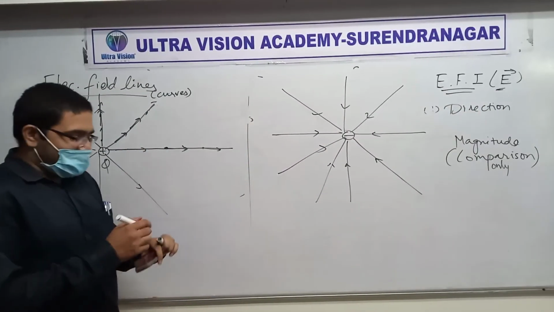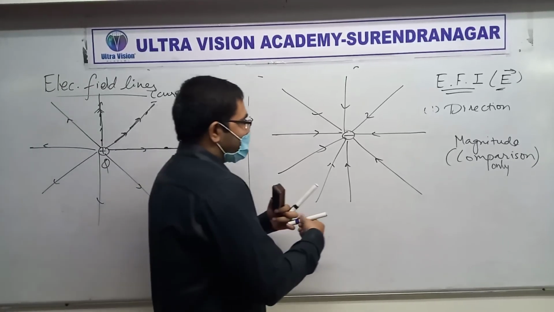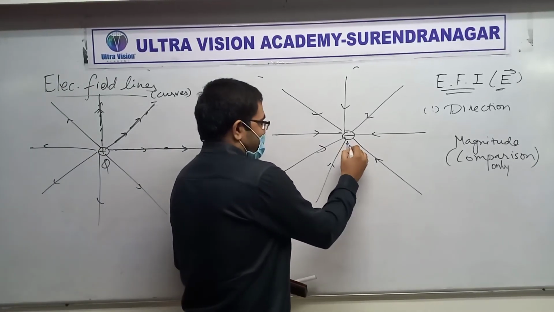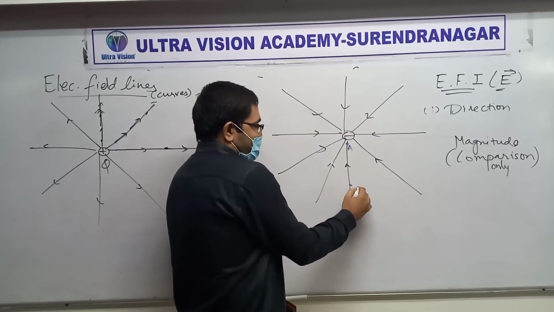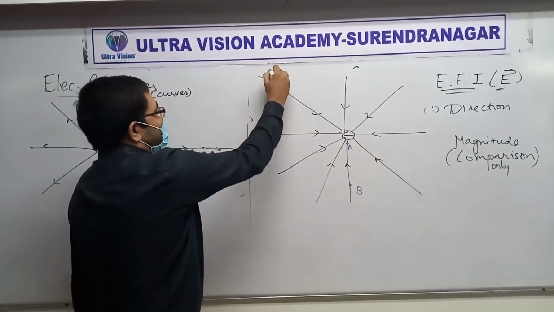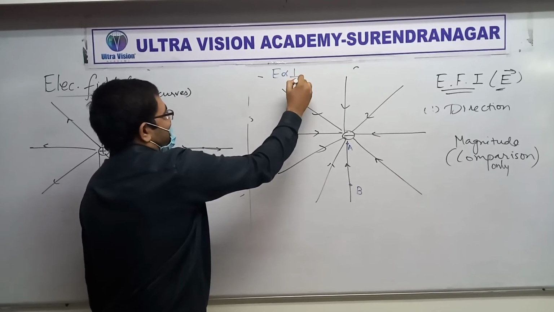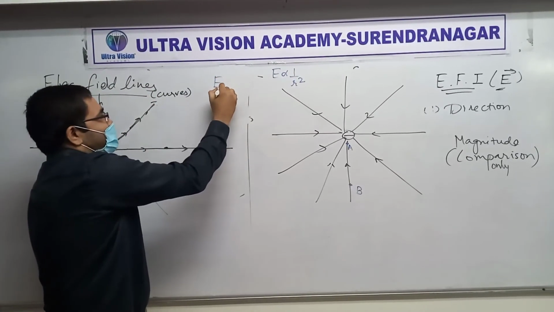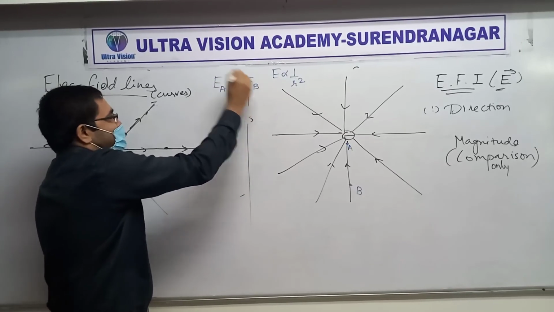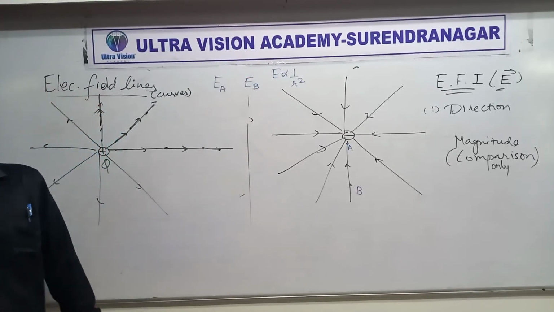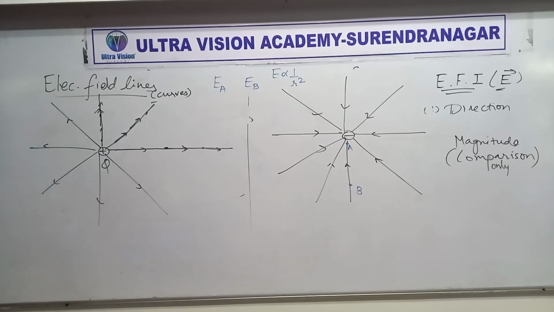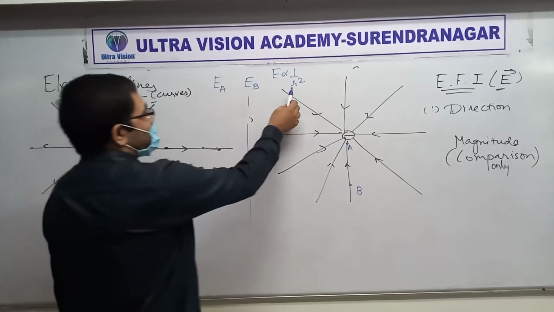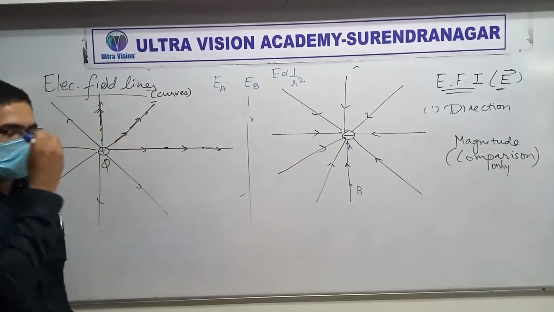Very easy. If you would look at 2 points, one here and one a little bit far from the charge. So keep this in mind. For a point charge, E is proportional to 1 by R square. So which electric field is more in magnitude, EA or EB? EA, it is close. Distance is small. Magnitude will be more. Yes or no?